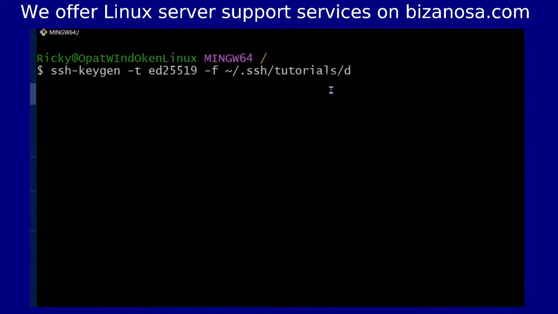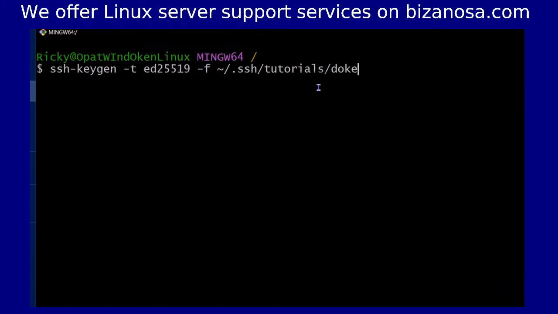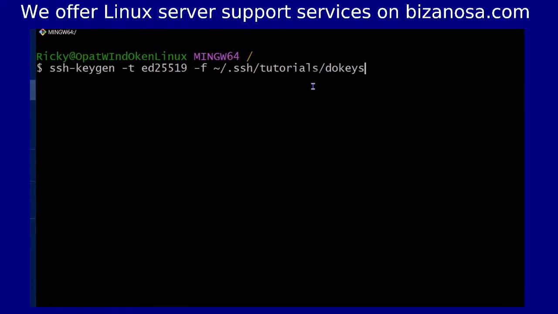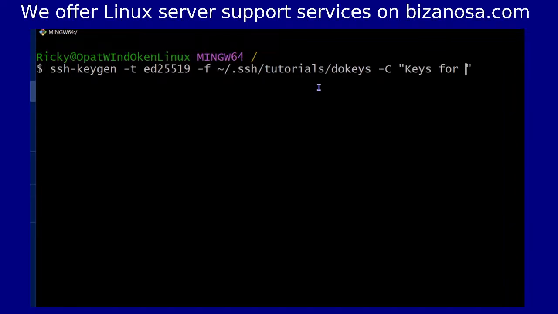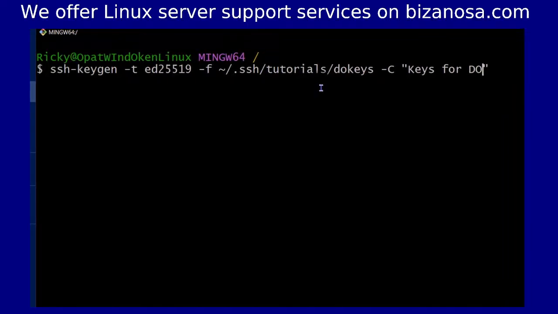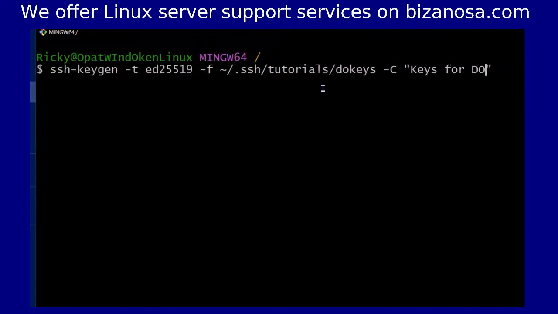So I'll just call them DO keys. And that just stands for DigitalOcean keys. You can name them something you can recognize. And another thing that can help you recognize your keys in future is just add a comment. So I will add a comment here, and I can just say keys for DO. But you can use this with any VPS. I'm just using DigitalOcean as an example.